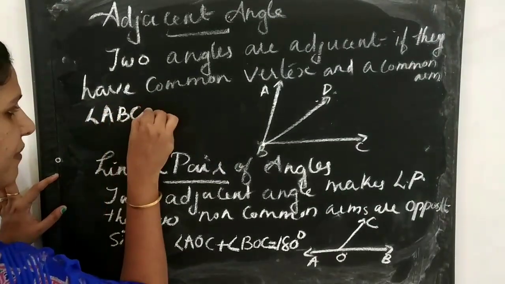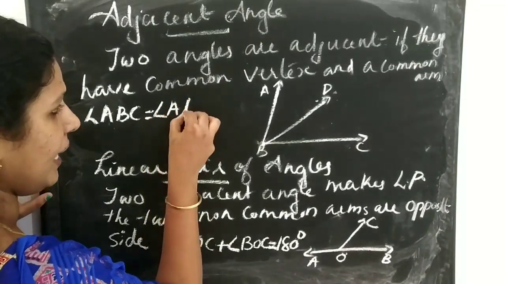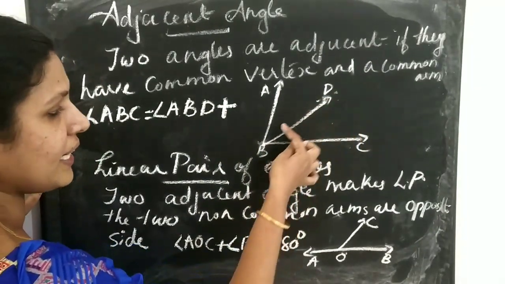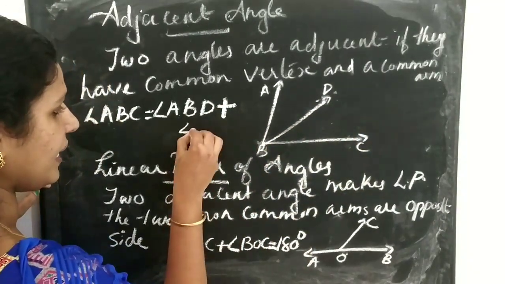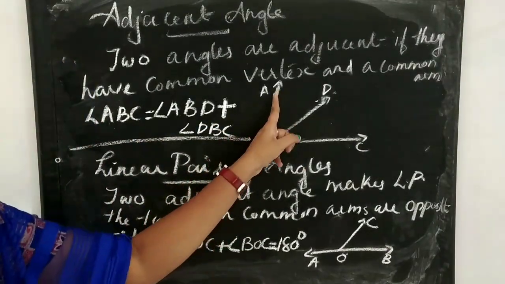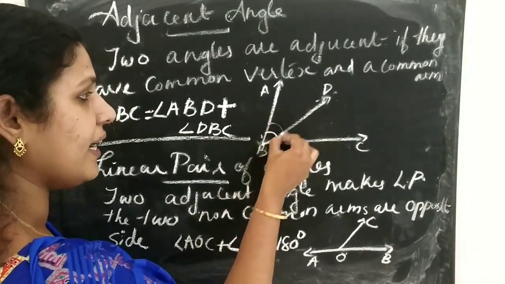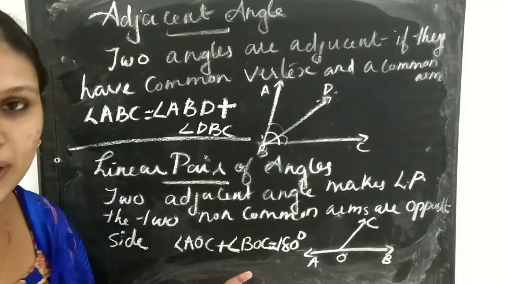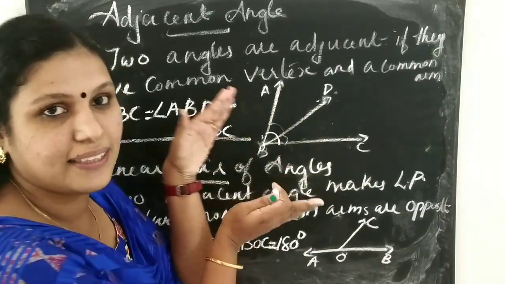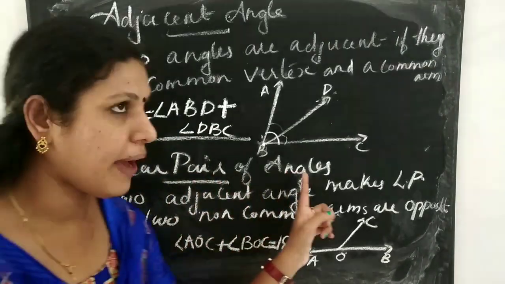See how to get angle ABC. This angle ABC we can write as angle ABD plus angle DBC. Understood? Okay, this is adjacent angles. That is the meaning of adjacent.